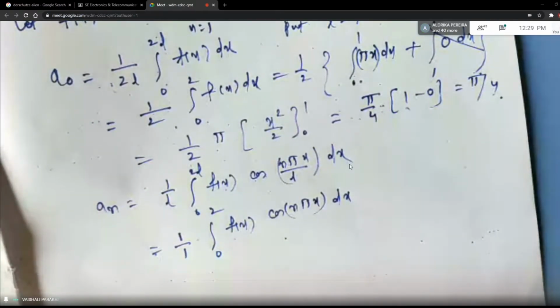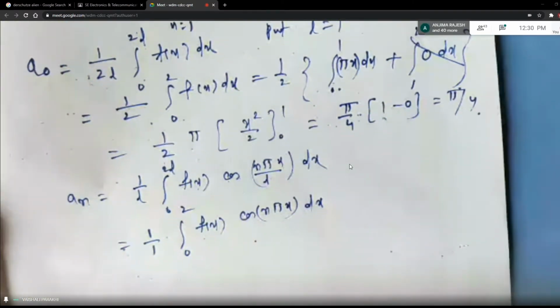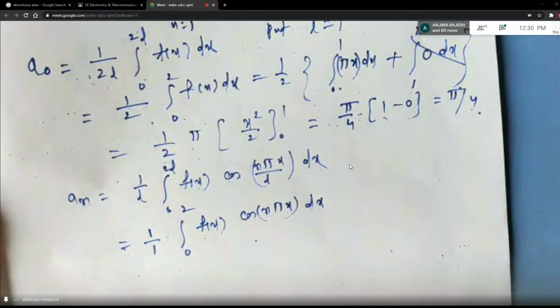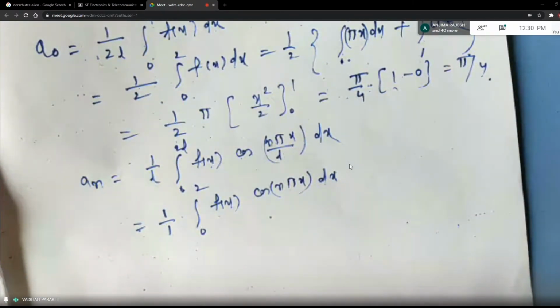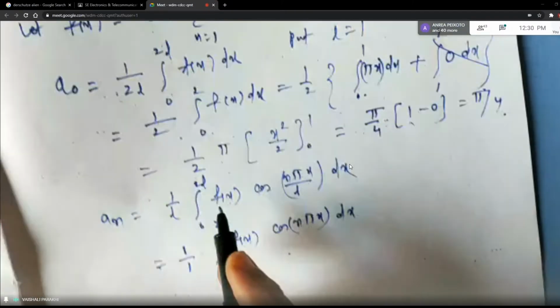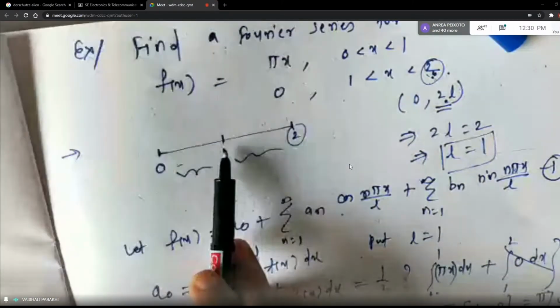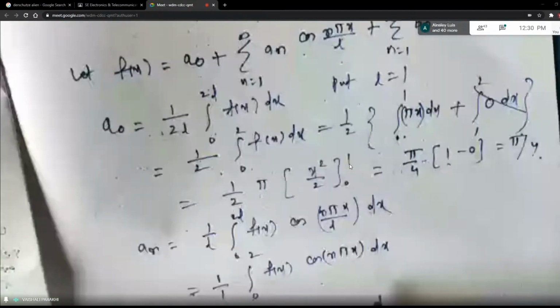Okay? Suppose your L is 2, then you have to write divided by 2. Understanding, no? Now again, you have to split because the 0 to 2 interval is split in two intervals, 0 to 1 and 1 to 2, according to the problem.